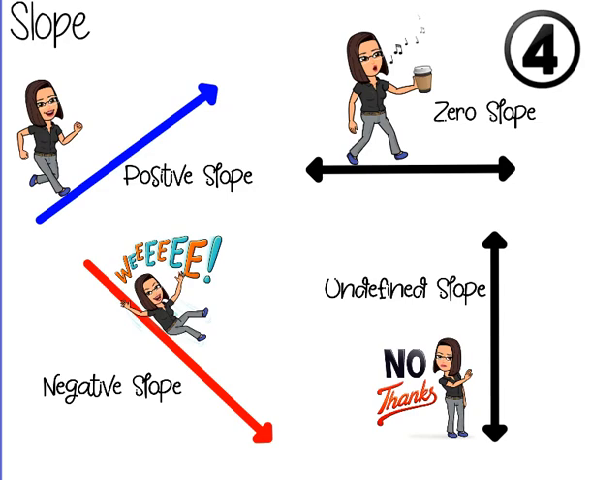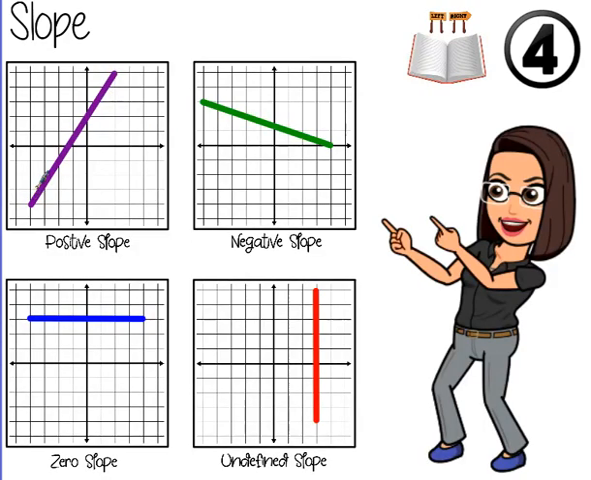But when we talk about slope, we're usually talking about slope on a graph. So this purple line goes up. It has a positive slope. This green line goes down. It has a negative slope. This horizontal line has 0 slope, and this vertical line has undefined slope.